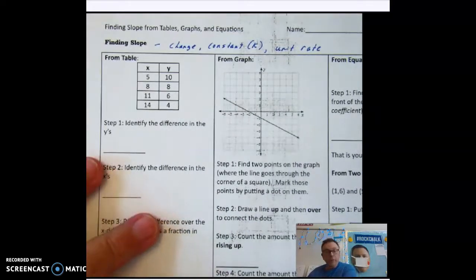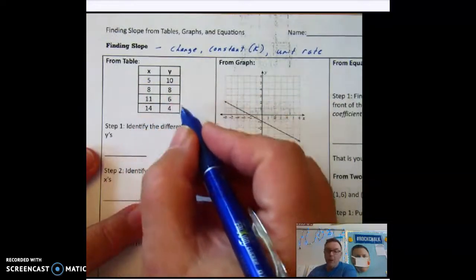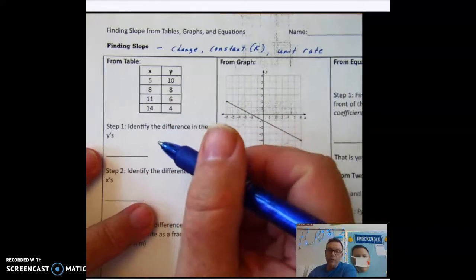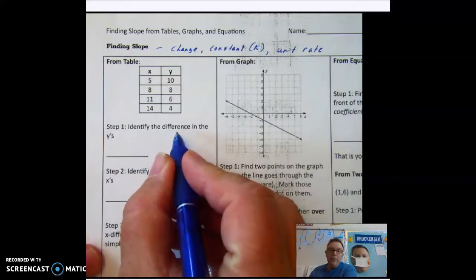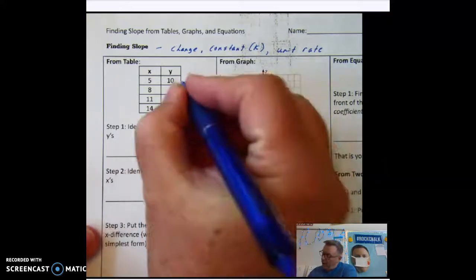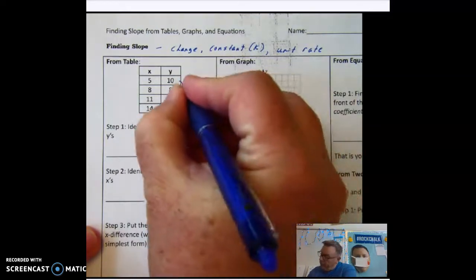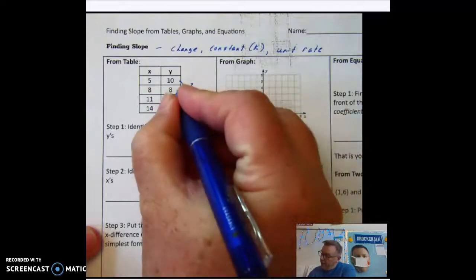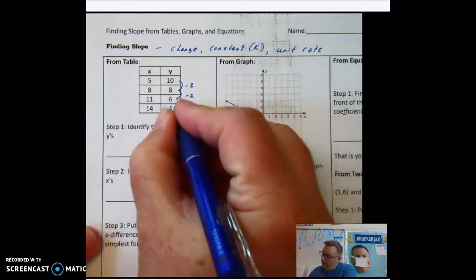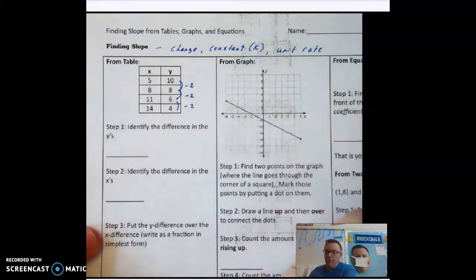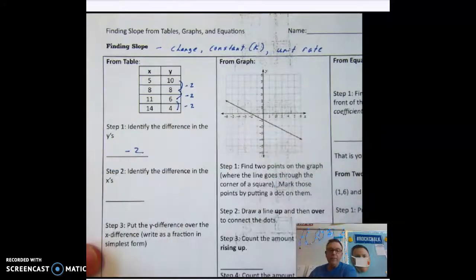The first thing we're going to do is find the slope from this table. I've got x values and y values, and I want to determine the slope from this table. First, we find our difference in y. If I'm at 10 and I go to 8, that's down 2. From 8 to 6, that's also down 2. From 6 to 4, down 2. So the difference in the y's is -2.